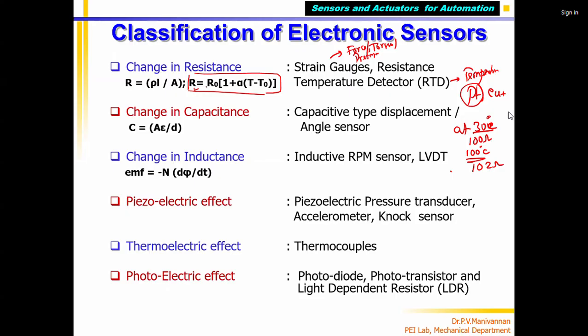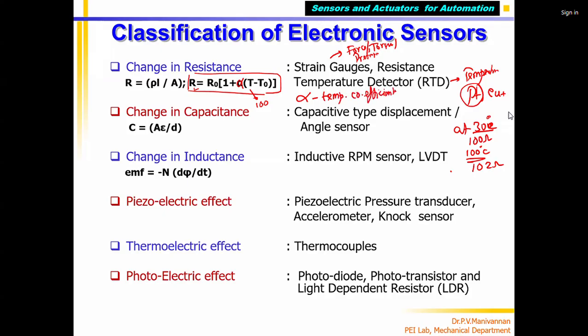R is the resistance at any given temperature. Right now, I took my RTD sensor and plunged it inside hot water. That temperature is the temperature I am measuring. This is 100 degrees. In this formula, R equals R naught into 1 plus alpha. Not A, you can note that this is called alpha. Alpha is called the temperature coefficient of the material.